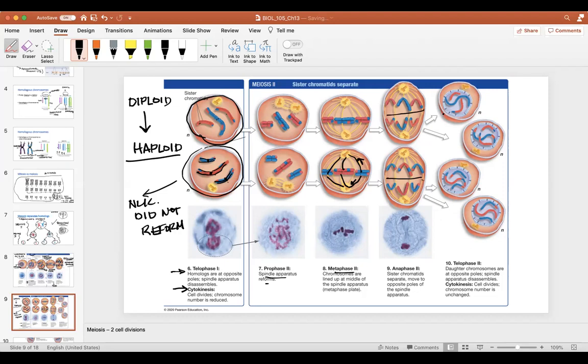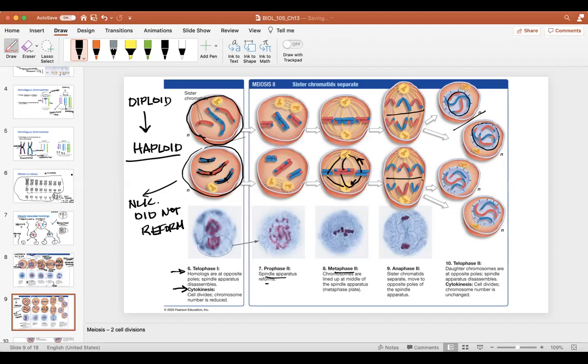And then in telophase 2, we're going to have the nuclear envelope reform. We're going to have the chromosomes relax. We're going to have the spindle apparatus disappear. We're going to have cytokinesis occur. Okay, let's watch a little video that shows us this.